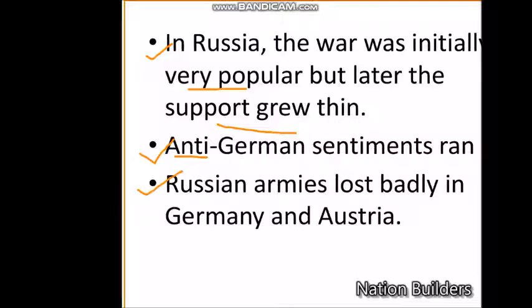Russian armies lost badly in Germany and Austria. The First World War on the Eastern Front differed from the Western Front. In the West, armies fought from trenches stretched along Eastern France. In the East, armies moved a good deal and fought battles, leaving large casualties.